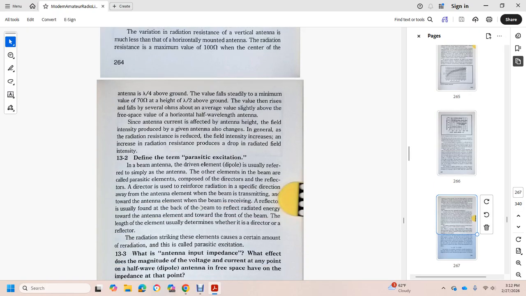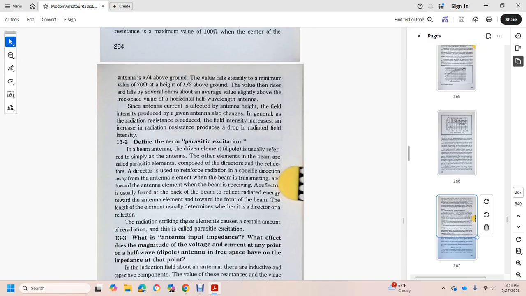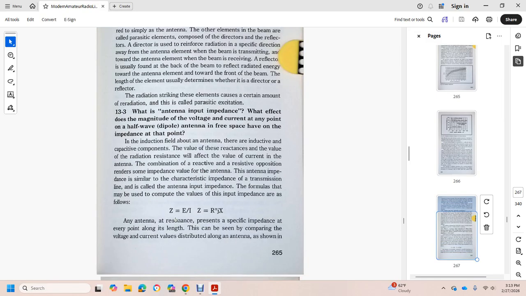A beam antenna has a driven element, the dipole, which is usually the reference, and other elements of the beam, the parasitic elements, which are composed of directors and reflectors. The director is placed in the direction of the transmitting end of the antenna, toward the beam of the transmitting or receiving. The reflector is usually found on the back of the beam and reflects radiated energy toward the front of the beam. The length of the element usually determines whether it is a director or a reflector. Radiation striking these elements causes a certain amount of re-radiation, which is the parasitic excitation.